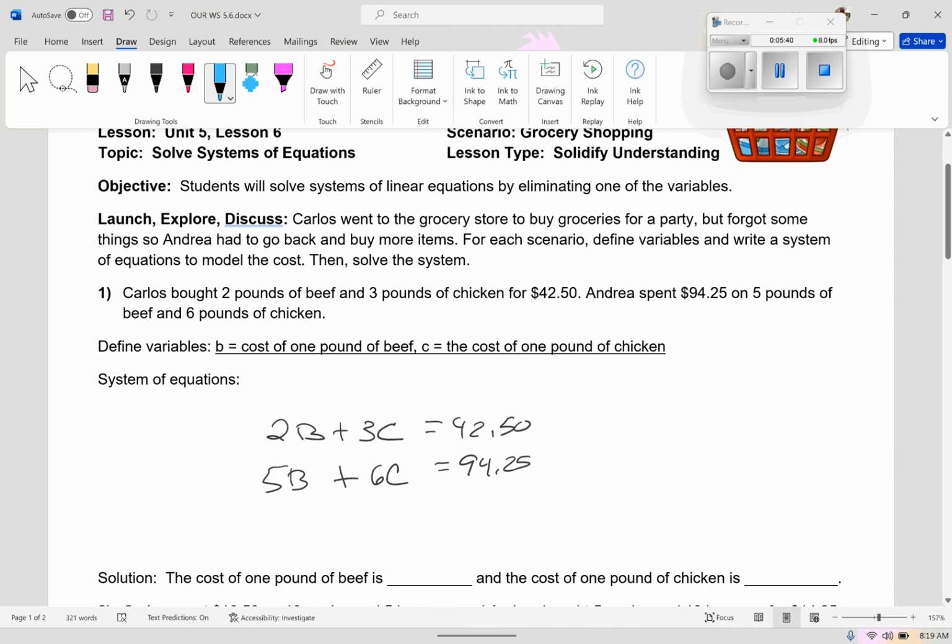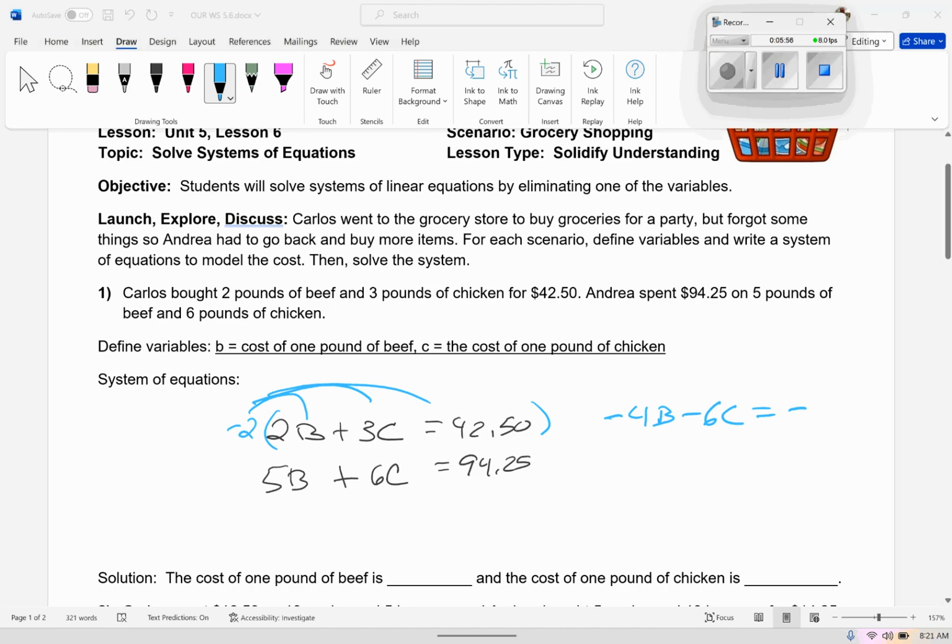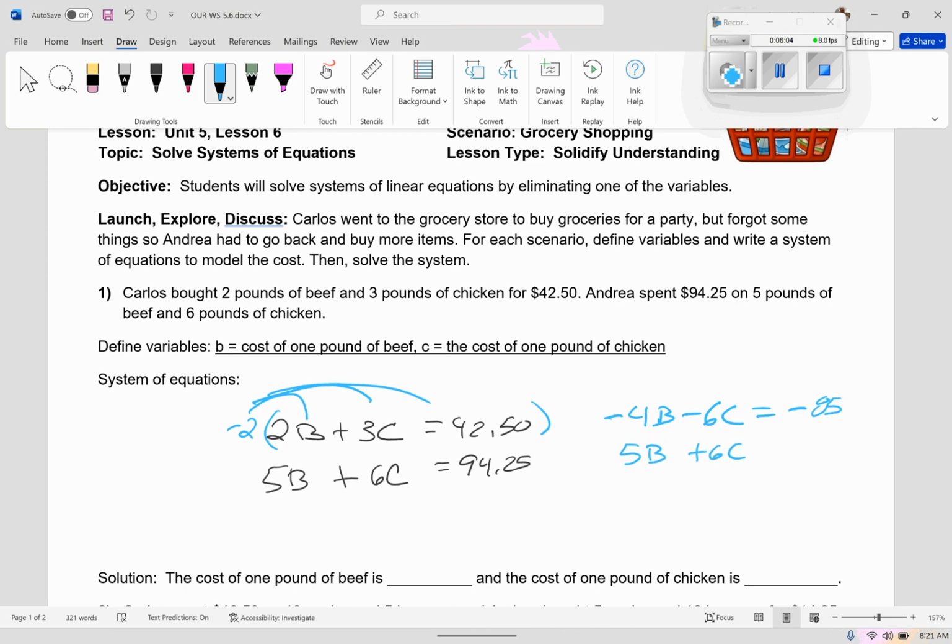I think I'm going to get rid of the c, so I'm going to multiply the whole top equation by -2, distribute that over. So I get -4b minus 6c equals negative, and on a calculator, -2 times 42.50, you're going to come up with -85. The bottom equation, we're not going to modify at all, 94.25. So go ahead and add these two equations together.